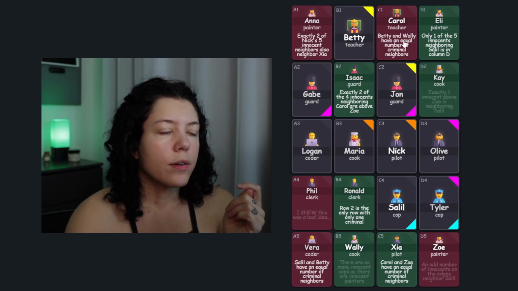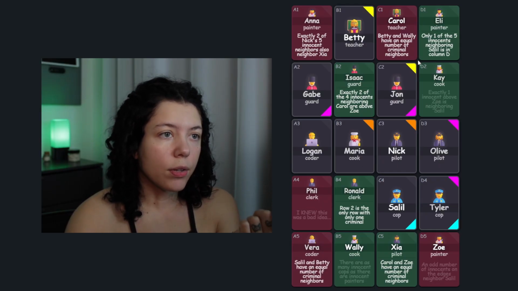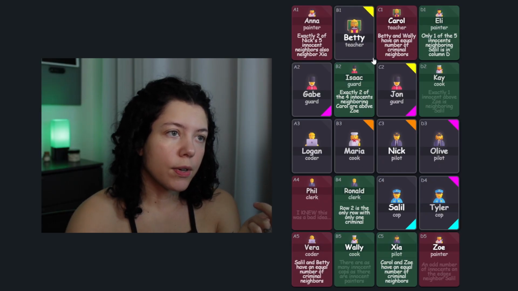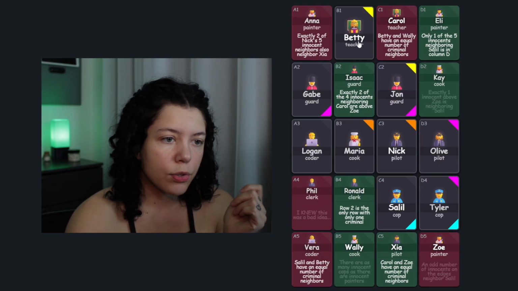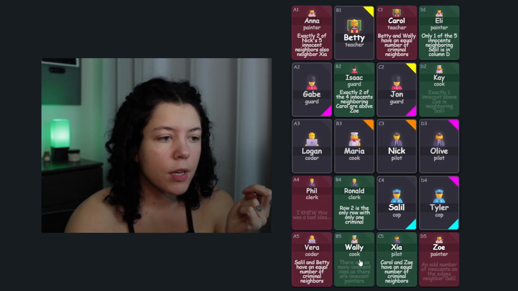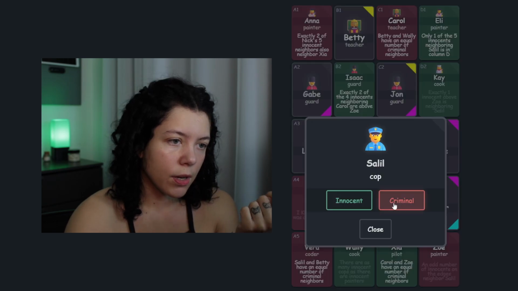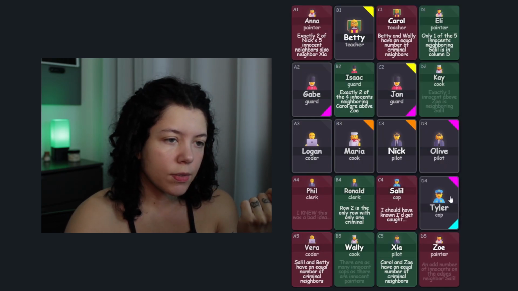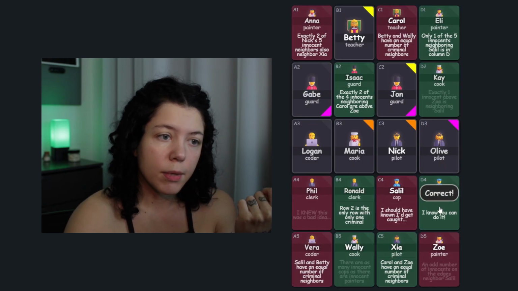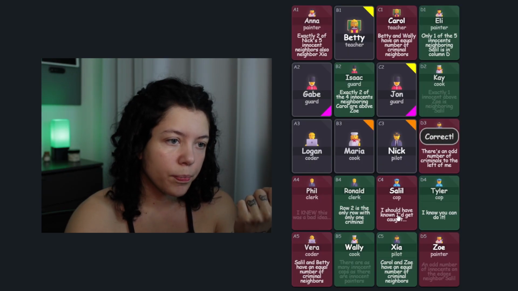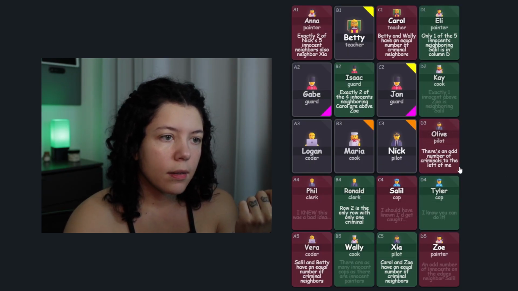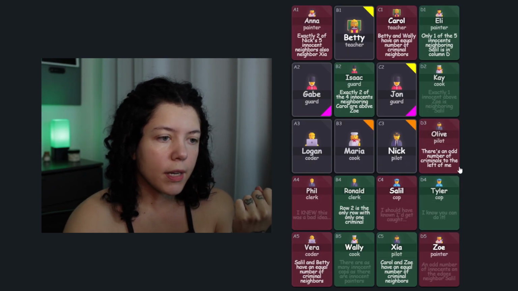And now Carol tells us that Betty and Wally have an equal number of criminal neighbors. And we just found out that Betty has 3 criminal neighbors, so Wally has to have 3 criminal neighbors. And Wally currently has 2, Phil and Vera, so Salil has to be a criminal. And we know because of Salil that Tyler has to be an innocent, and because of Tyler, Olive has to be a criminal. And nobody else.